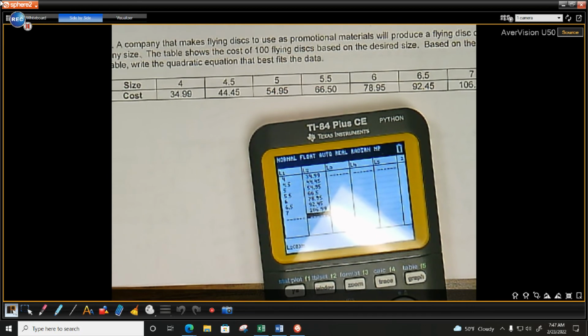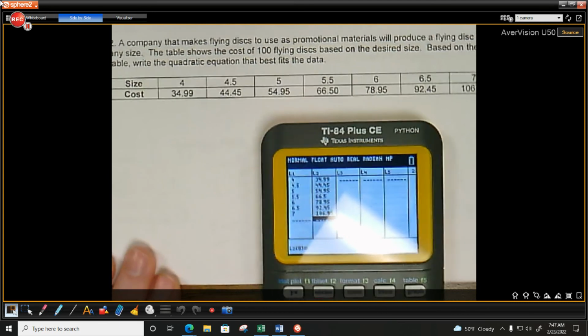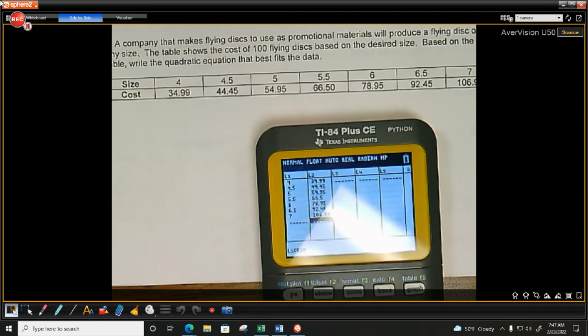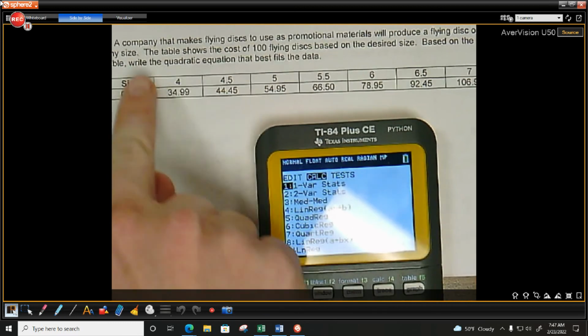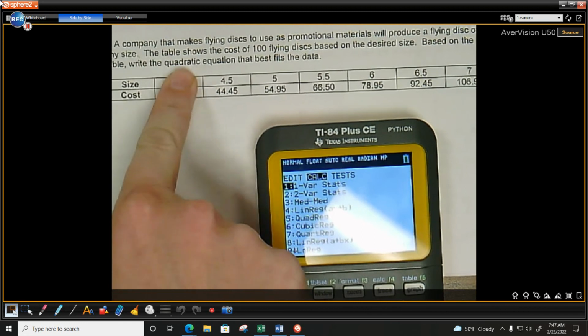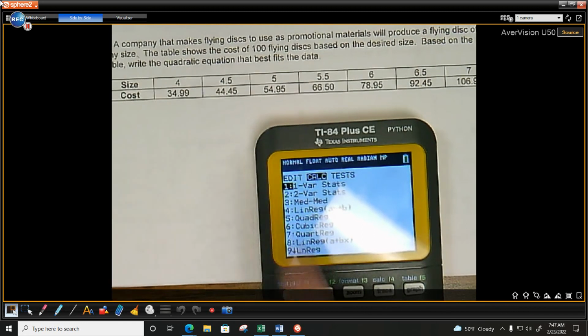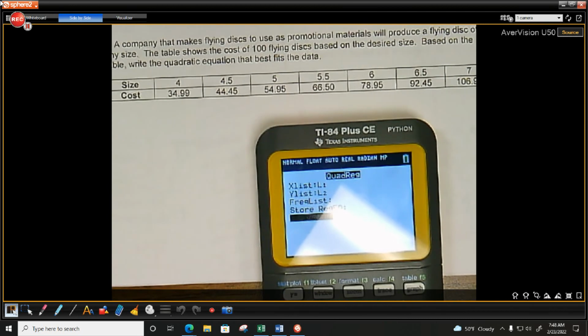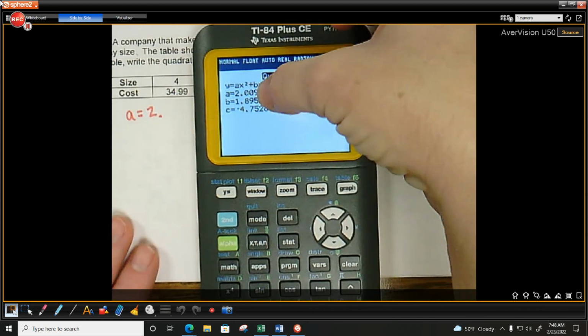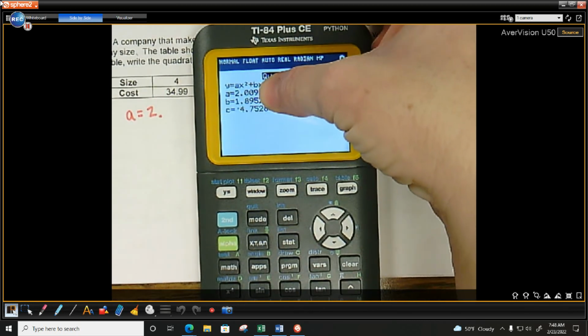Okay, what do I do after I put my data in? Press what? Stat. And then calc. And it tells me again, write the quadratic equation. So I'm going to choose quadratic regression. And there we go. What's my A? Okay, so look at your three numbers. Does 9 round things up? What's in front of the 9? So it's going to be 2.01.